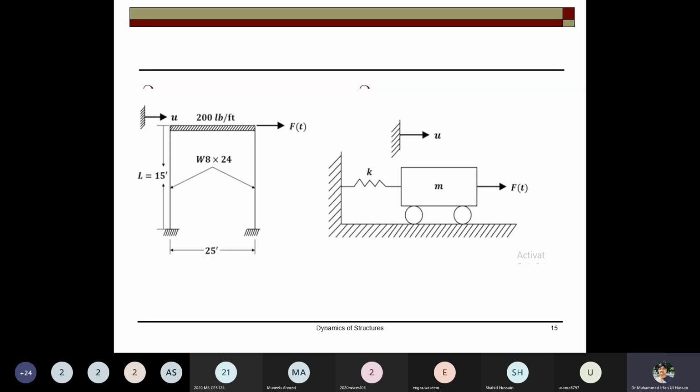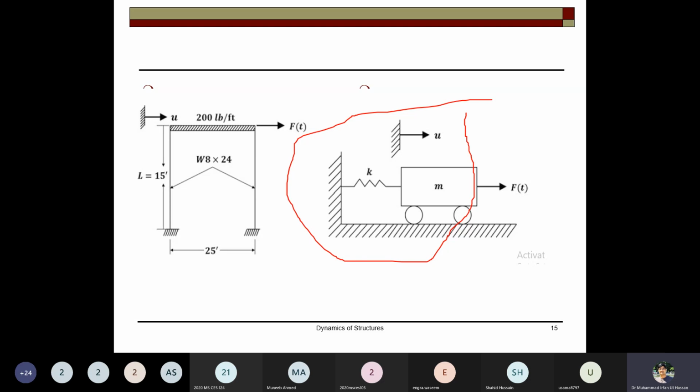You have this frame structure. You have the U value, you have the lateral load which is 0, and this is the total load. These are the sections, this is the length. And this system can be represented by a spring mass system with zero damping.